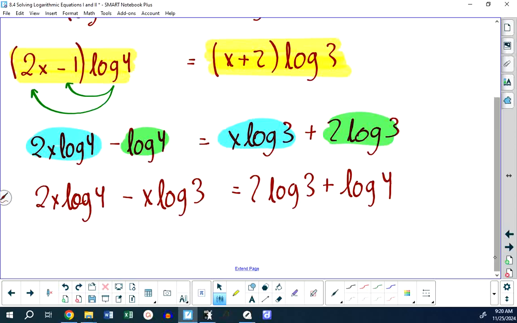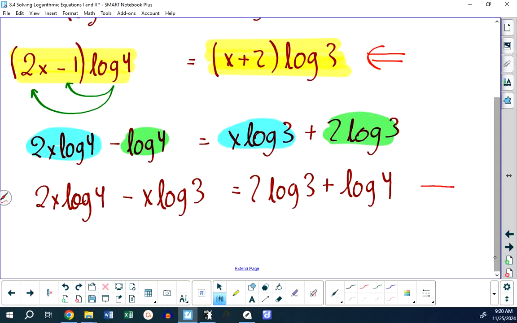So the roadblock, the stumbling block, the barrier that most students encounter happens right here. They go, well, what do I do? Well, the answer is you multiply it out and you move everything that has x to one side and everything that doesn't to another side. That looks okay, doesn't it? Okay. Then there's a roadblock.